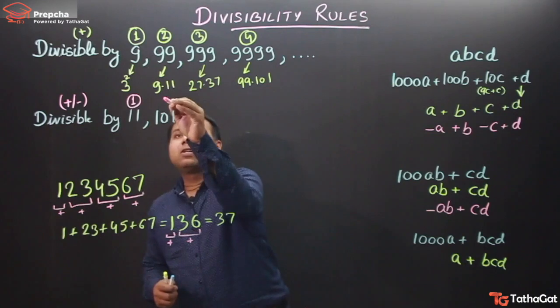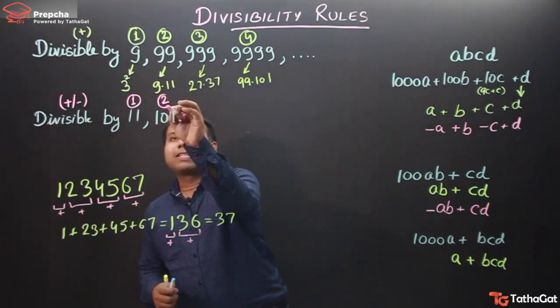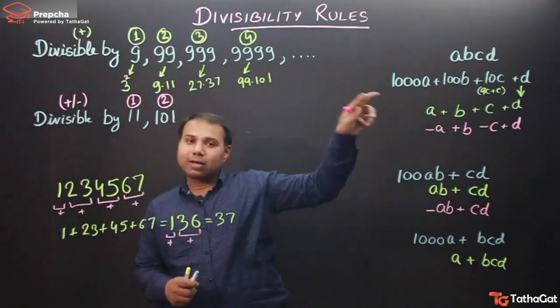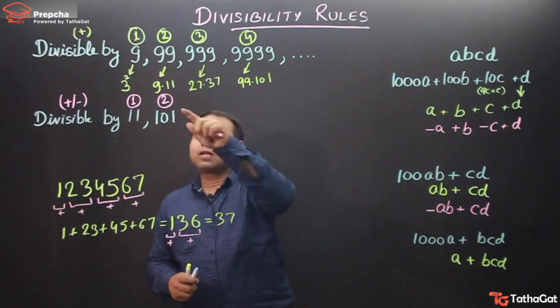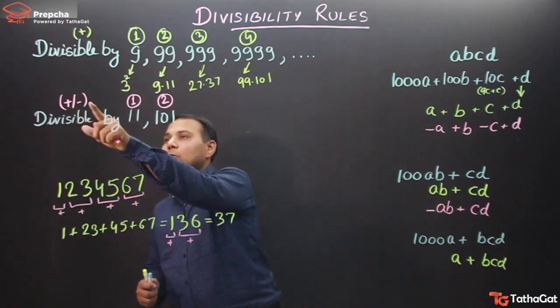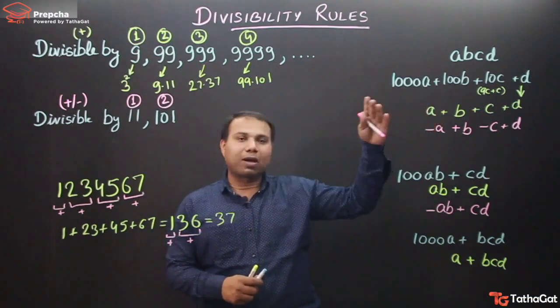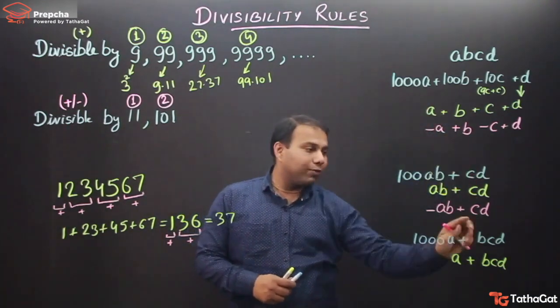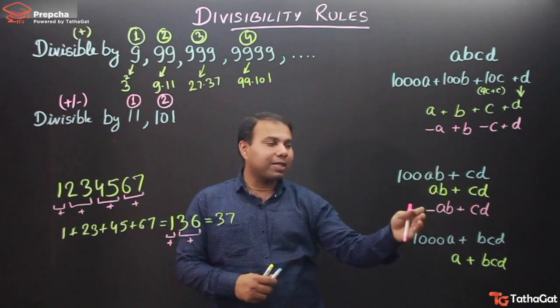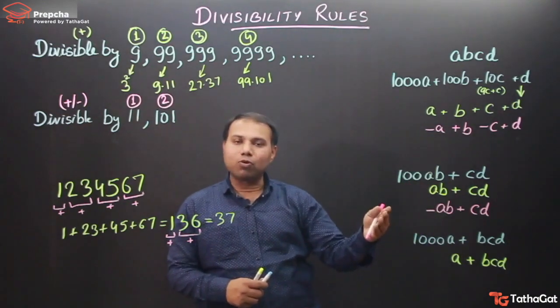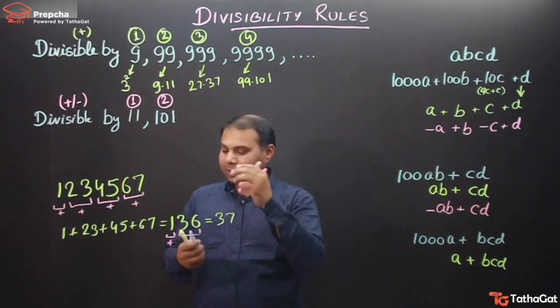So I'm writing it here. Make groups of 2 digits at a time. This grouping starts from the rightmost digits, and the groups are added with plus or minus alternately. The last group, starting from the rightmost digit, is positive as we have done here. The next one will be negative, and if a further one is there, that will be positive and then negative, and so on. So let's take a quick example.